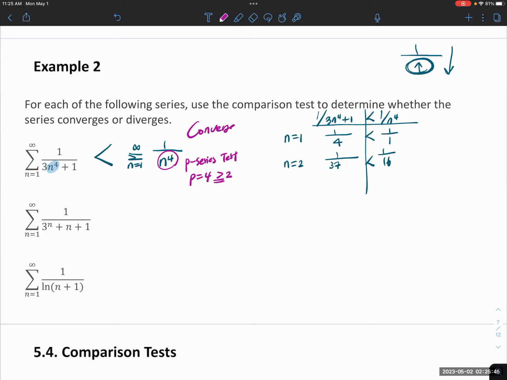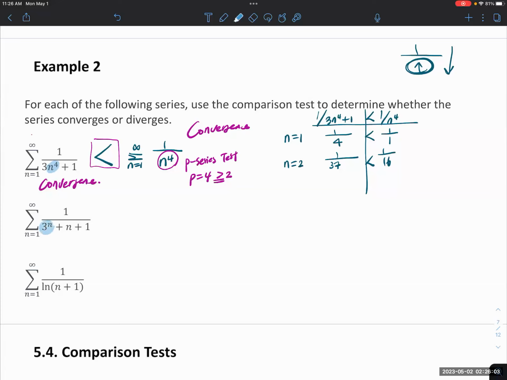This is a convergence. So therefore, the left side is also convergence. That's how you check, because we proved that this relationship is always true. All right, so likewise, let's take a look at the second one.